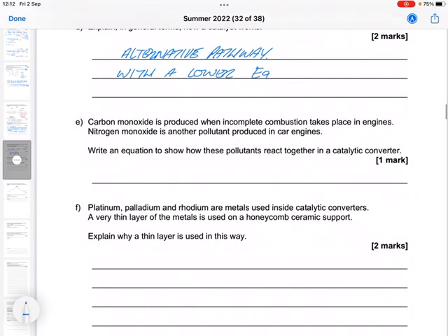Carbon monoxide is produced when incomplete combustion takes place in engines. Write an equation to show how these pollutants react together in a catalytic converter. So CO reacts with NO, and again, you either know this or you don't. This converts it to carbon dioxide and to nitrogen. So we remove 2 pollutants and produce one that's a climate change or greenhouse gas. That just needs balancing. So I can put a half there, or I can put 2s in front of the CO, NO and CO2.